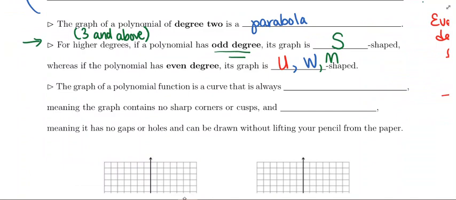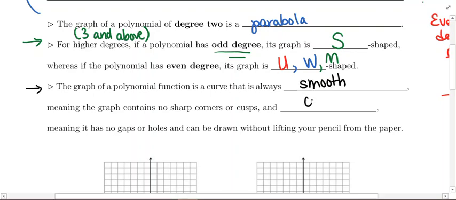All right, more characteristics of polynomial functions. If we look at this next bullet point, it says the graph of a polynomial function is a curve that is always blank, meaning that the graph contains no sharp corners or cusps, and blank, meaning it has no gaps or holes and can be drawn without lifting your pencil from the paper. Let me fill in the blank, and then I will talk about each of these characteristics. We're working towards learning how to draw a rough sketch of a polynomial function of a higher degree. When you draw a polynomial function, it needs to be smooth and continuous.